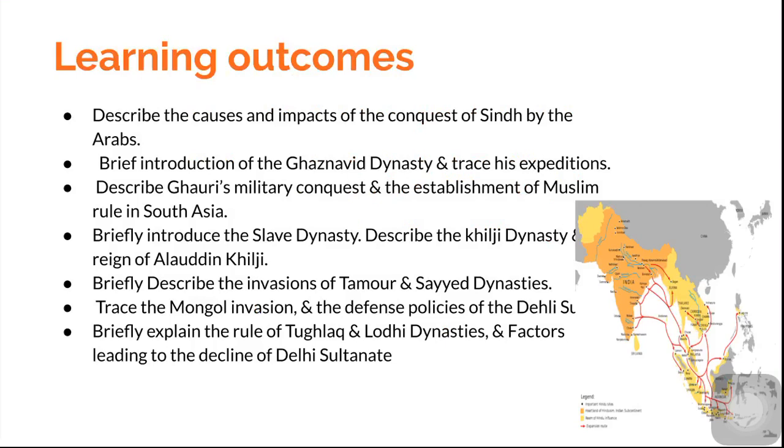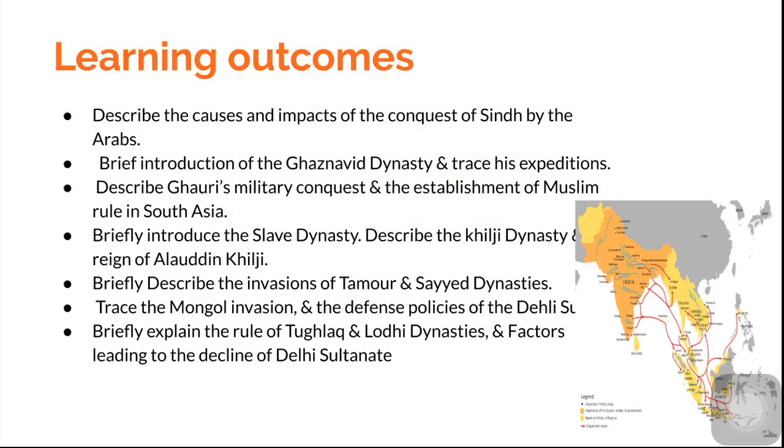Describe the causes and impact of the conquest of Sindh by the Arabs, and give a brief introduction of the Ghaznavid Dynasty and trace his expedition. Describe the Ghauri's military conquest and the establishment of Muslim rule in South Asia. Briefly introduce the Slave Dynasty. Describe the Khilji Dynasty and the reign of Alauddin Khilji, and briefly describe the invasion of Timur and the Sayyid dynasty.